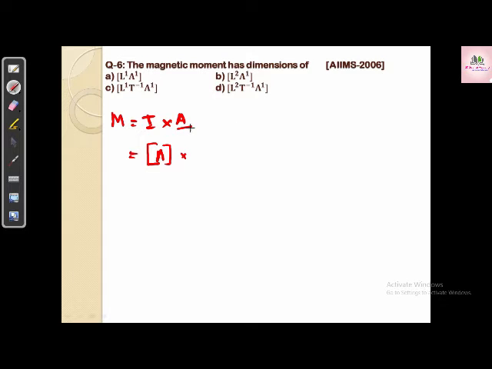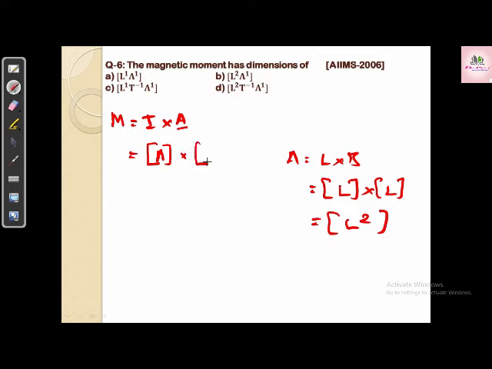Into area. So area is equal to length into breadth. So the dimension L into L, both length as well as the breadth have the dimension length, so that becomes L square. So this is A. Then this becomes L square into A. So this is the final answer.